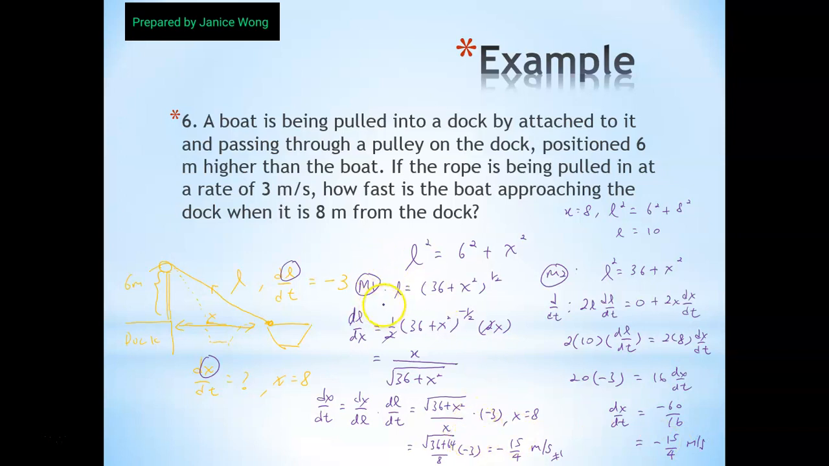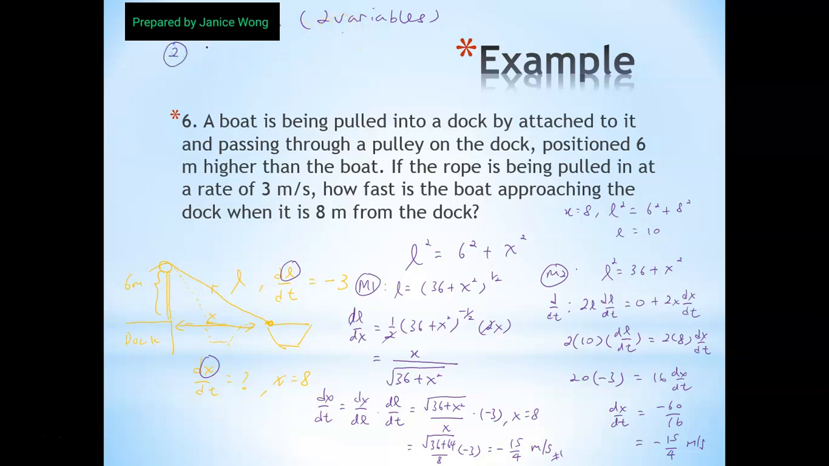First method, apply chain rule. Second method, we differentiate implicitly with respect to time. I hope by now you know how to solve the related rates problem. First, we need to form the formula. Make sure the formula involves only 2 variables. If it has more than 2 variables, you need to reduce to 2.